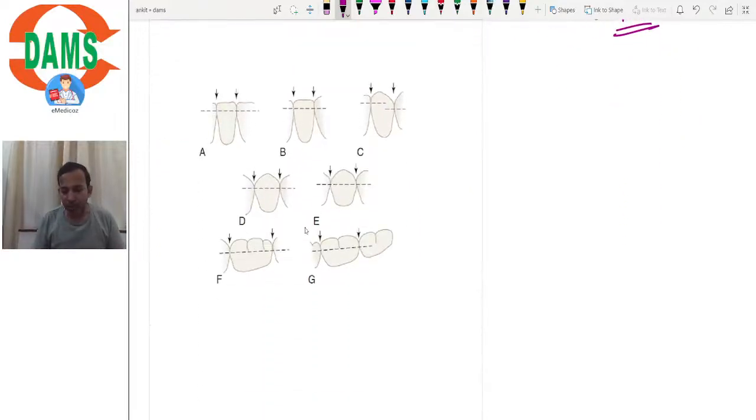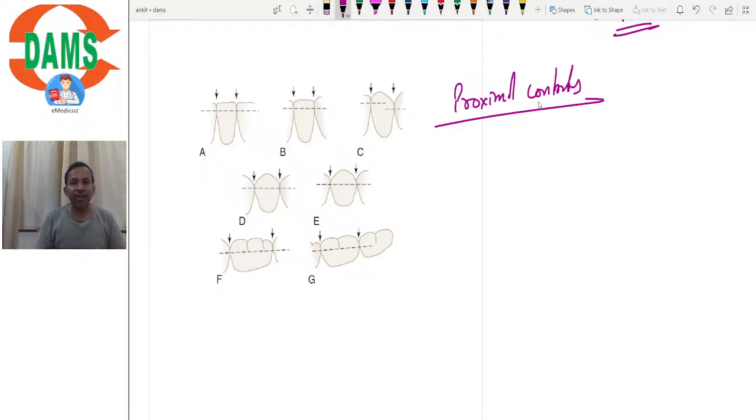Let's go to the next topic. These are the proximal contacts. As I gave you a hint when we were talking about the anteriors, the maximum crest of curvature is more towards the incisal edge in the central incisor, but as we move distally, this crest of curvature shifts towards the apex. So when the teeth first erupt, they will have a point contact with each other.